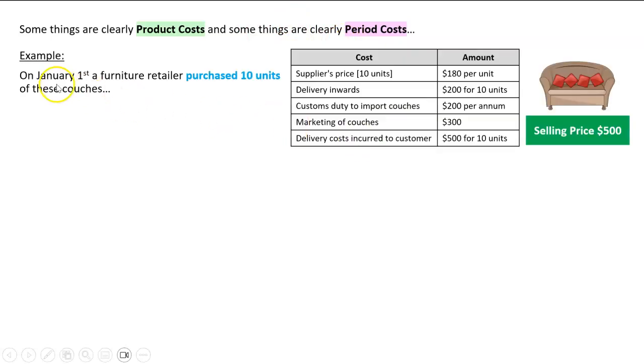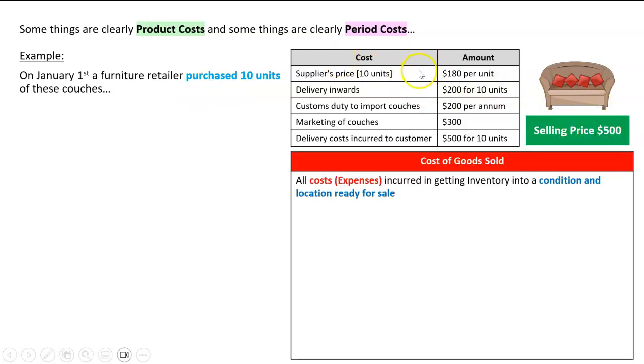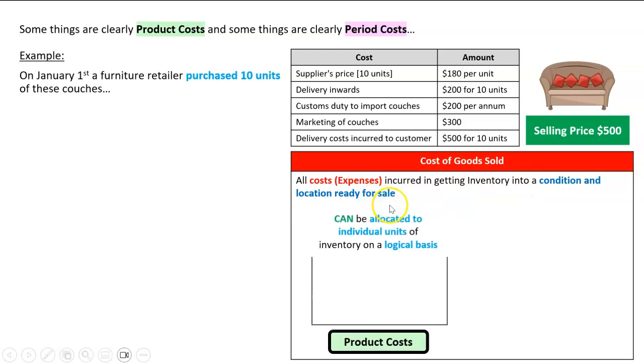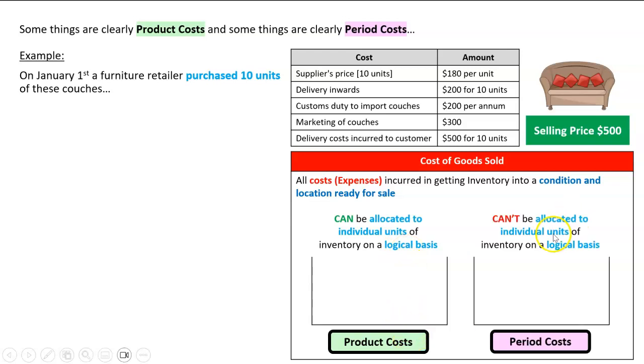So we did an example earlier where on January the 1st, we bought 10 units of these couches. We're going to sell them for $500 and we had the following costs. And what we did was we said the cost of goods sold section now is still all inventory, the expenses to get inventory in a condition and location ready for sale. We just break it down and we said some can be allocated logically to each unit, product costs. Some can't be allocated logically to each unit, period cost.